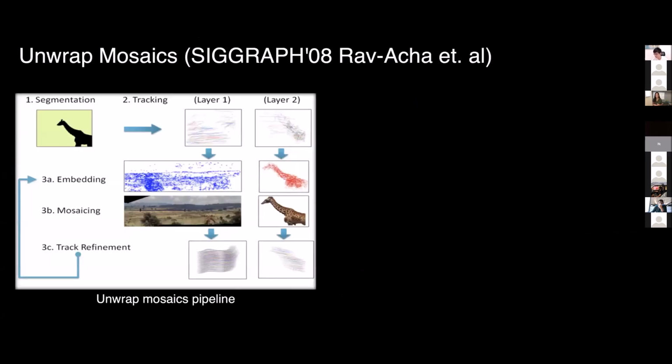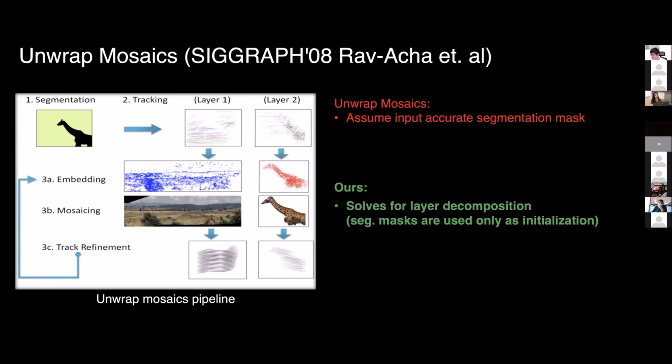Of course, this idea of unwrapping a video into a unified texture map is actually not new. Our work is inspired by the unwrap mosaic methods from 2008. But this was before the deep learning era, and it was a very complex and very sensitive system, with several drawbacks that we try to tackle in our work. One problem with the unwrap mosaic is that it assumes an input and accurate segmentation mask for the object. It doesn't refine the mask, it doesn't solve for decomposition, whereas our method solves for a layer decomposition. Like in Omnimatte, we only use the segmentation mask as initialization, and then we refine it together with the rest of the unknowns that we estimate.